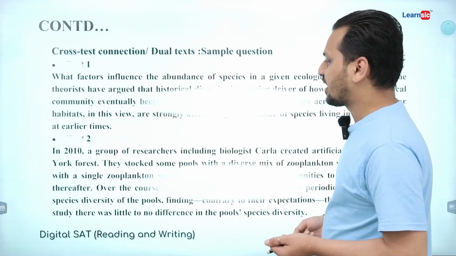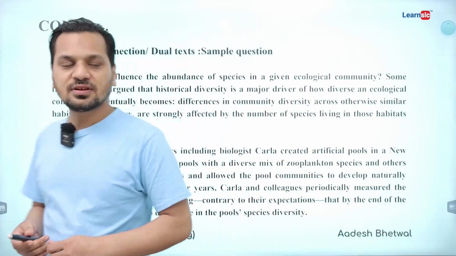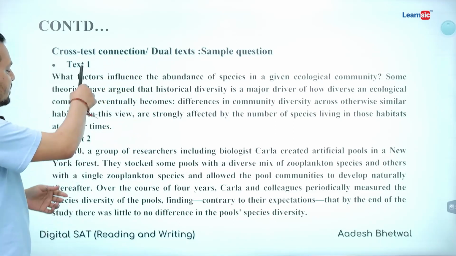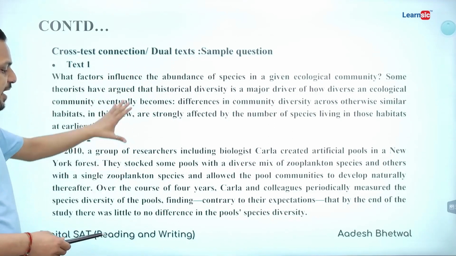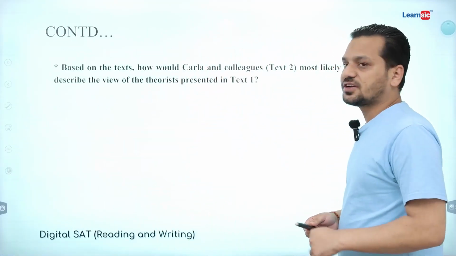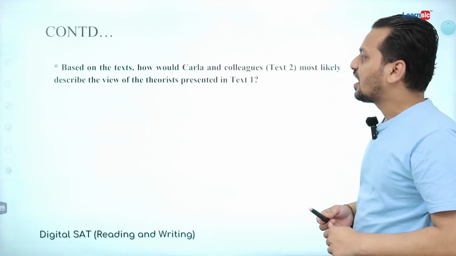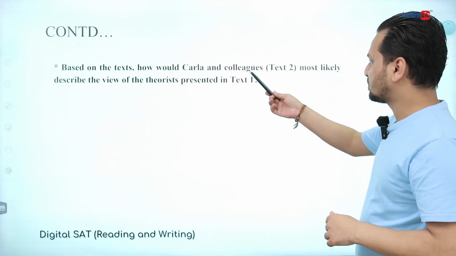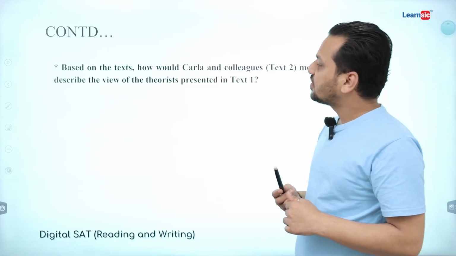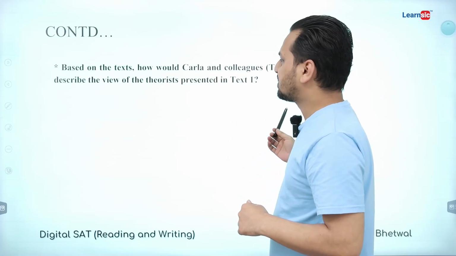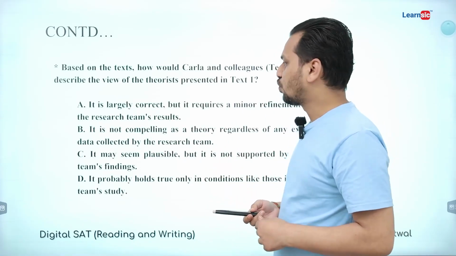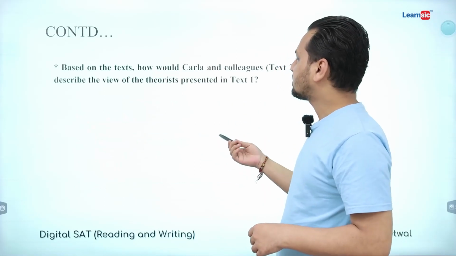The next question will be like this. You will be getting two paragraphs. It is called cross-text connection, or dual text also. You will be getting text 1 and text 2 like this. There will be two paragraphs and you will be getting a question like this: based on the text 1 and text 2, how would Carla and colleagues, who are in text 2, most likely describe the view of the theorist presented in text 1? Again you'll be getting options like this. So we get a multiple choice question with 4 options and you get text like this.